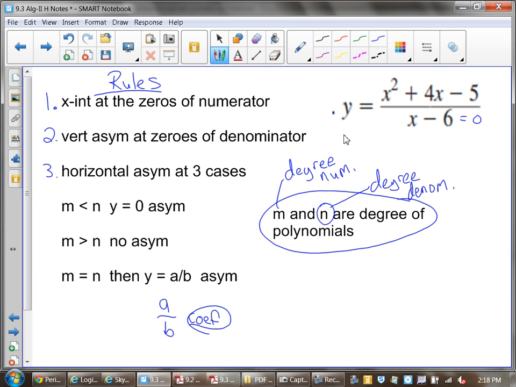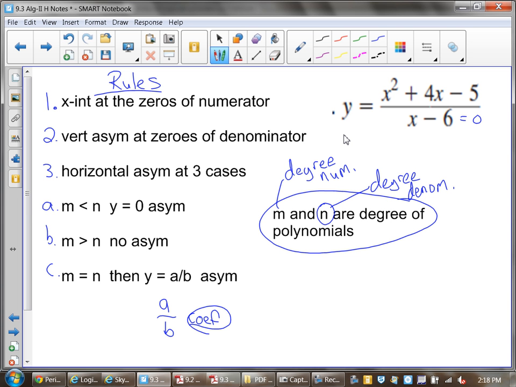So you have three possible cases to look at for the last step. The first case you look at is if the degree of the numerator is smaller than the denominator. Is the degree bigger? Or are they equal? Those are the three possible scenarios to look at.